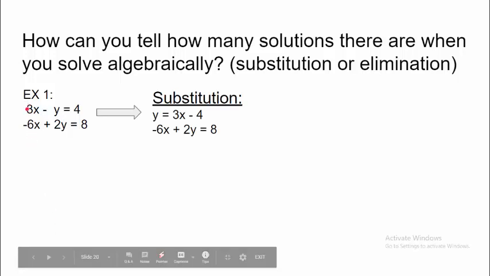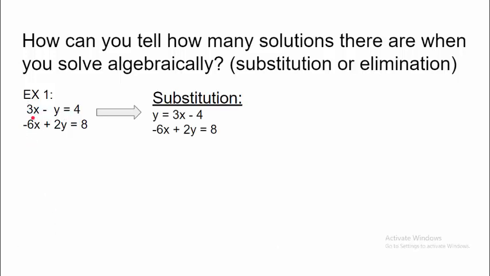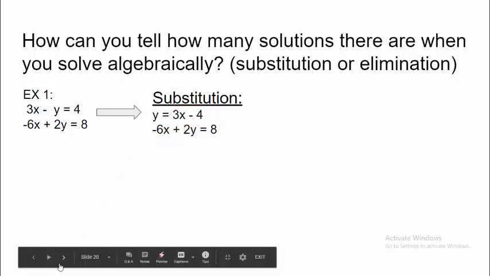So I've taken this top equation and I've solved it for y. I added 3x to both sides and divided by negative 1. I've got y equals 3x minus 4. I'm going to take that, circle that, plug it in for the y. There we go. And now I'm going to actually do the substitution. So where I see y, I put 3x minus 4.